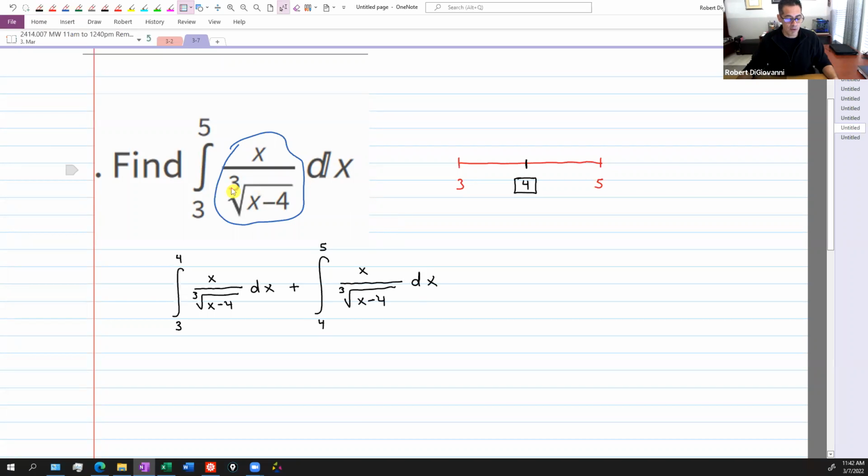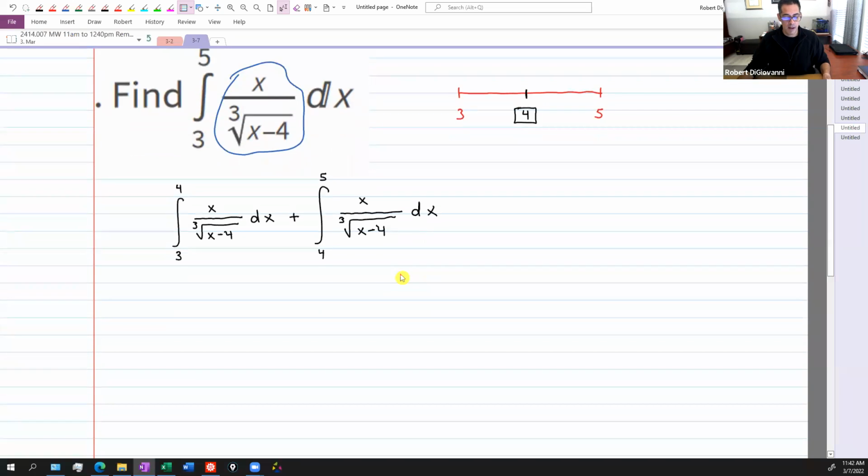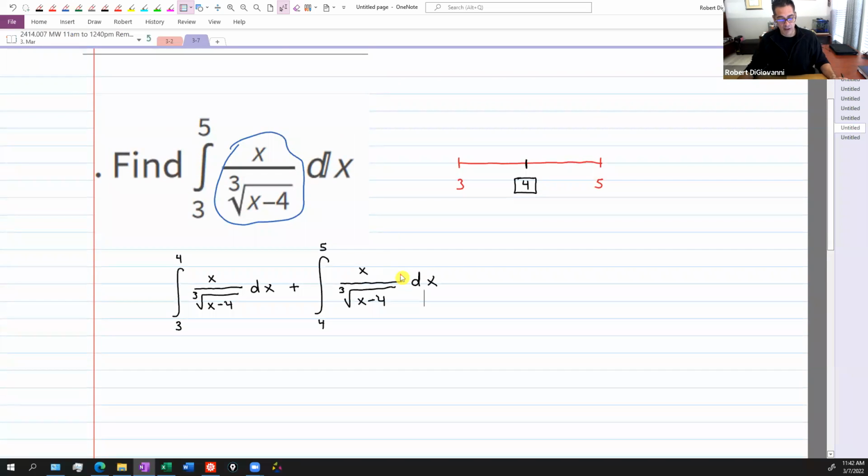Because right now, all I'm doing is saying, okay, instead of going from 3 to 5, I'm going to go from 3 to 4, then 4 to 5. And now each of these will turn into limits. And that's where I will talk about the actual approaching. So for this first one, I'm going to take the limit.